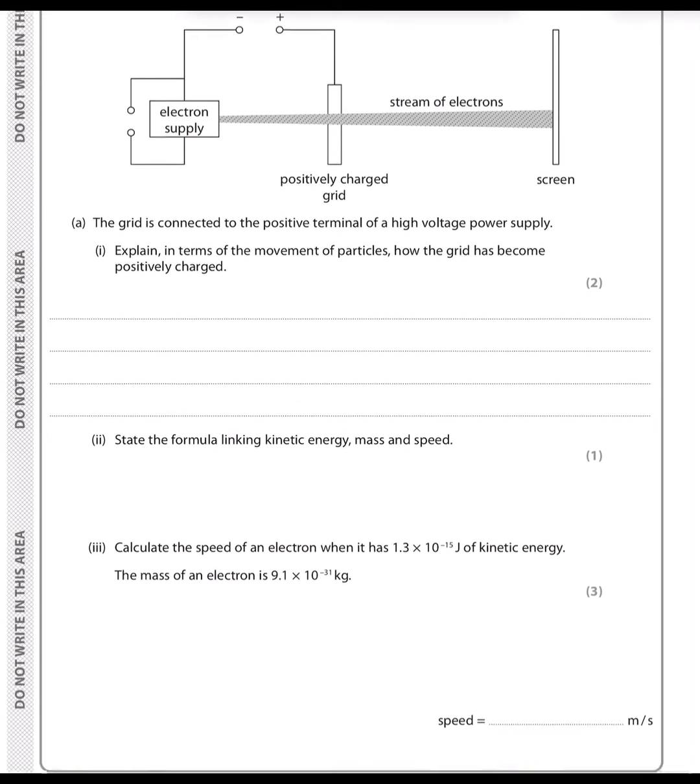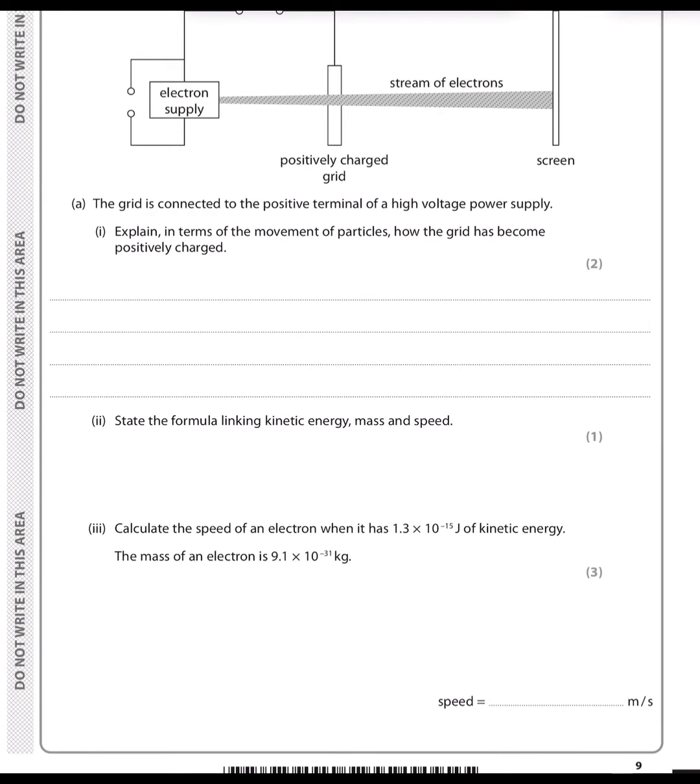State the formula linking kinetic energy, mass, and speed. So this one you should remember. So KE, kinetic energy, is equal to half mv squared. So half mass times v squared. Calculate the speed of an electron when it has 1.3 times 10 to the power of minus 15 joules of kinetic energy.